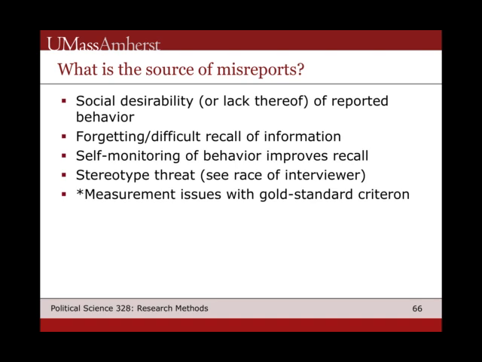Keep in mind, though, that even with these gold standard criterions, there can still be measurement issues, right? Lying on tax returns, polls that inaccurately reported voting turnout, lost records, or people who showed up to vote but then their vote wasn't counted, or absentee votes that get lost in the mail. So you can imagine all sorts of reasons that even the gold standard criterion can be misleading when we think about misreports.